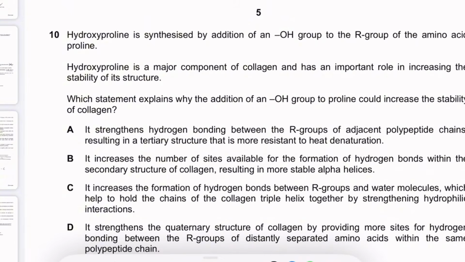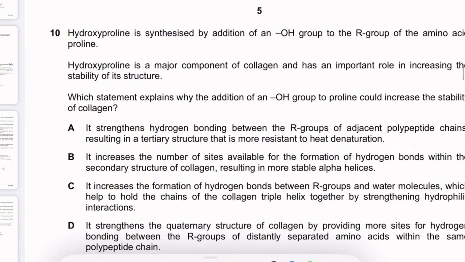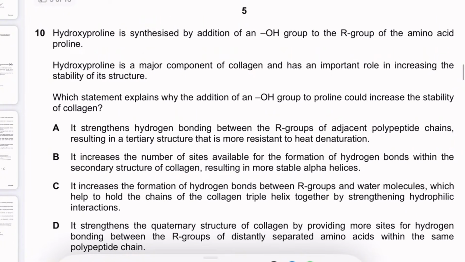Hydroxyproline is synthesized by the addition of an OH group to the R group of the amino acid proline. Hydroxyproline is a major component of collagen and has an important role in increasing the stability of its structure. Which statement explains why the addition of an OH group to the proline could increase the stability of collagen? Now, there could be multiple reasons. Collagen is a triple helix, where every third amino acid is glycine, and there will be bonds between the chains of the collagen triple helix, and these bonds will be covalent bonds. Now, it could be that this OH group is part of the formation of a covalent bond between hydroxyproline and any other amino acid. Let's see what we have here.